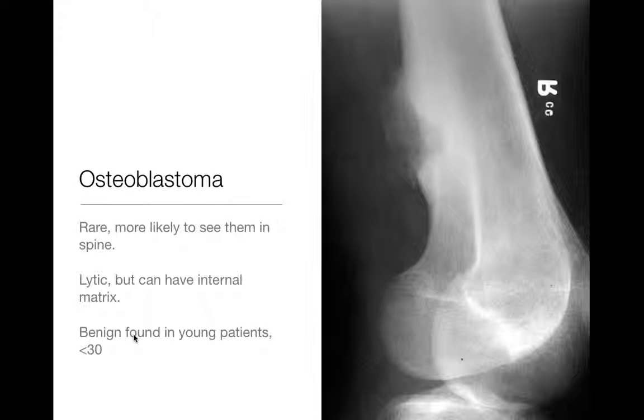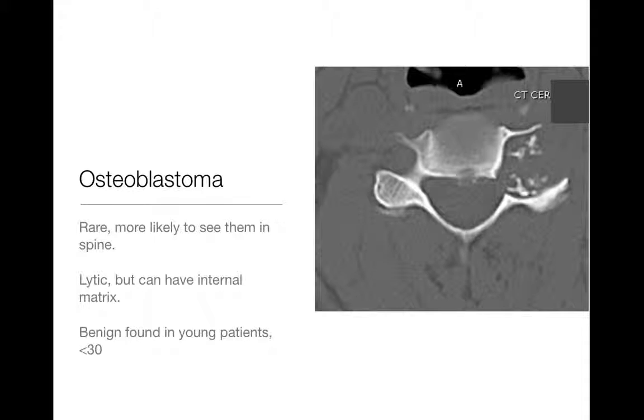Next up is the osteoblastoma. This is a pretty rare tumor. You're unlikely to see them. If you do see them, you're probably going to see them in the spine, where they're likely to occur. They're generally lytic, but they can have internal matrix, and this is a tumor in young patients. This is a rare example of a periosteal osteoblastoma, which is really not typical.